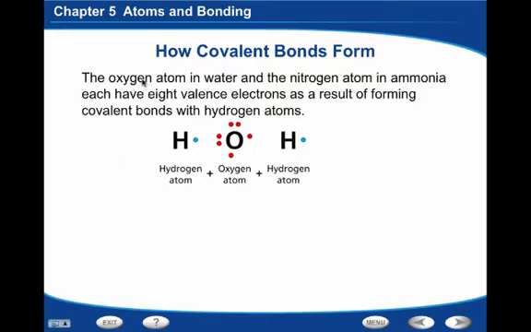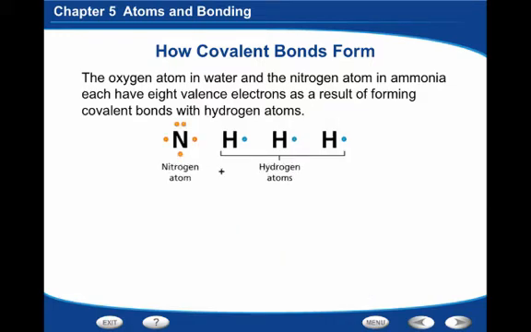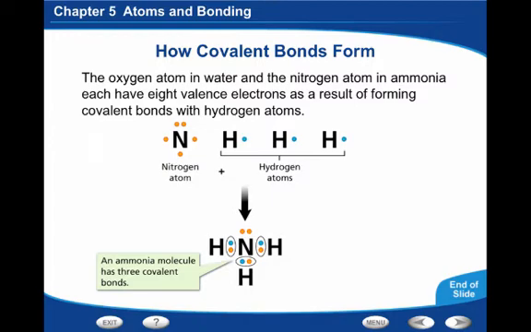The oxygen atom in water and the nitrogen atom in ammonia each have 8 valence electrons as a result of forming covalent bonds with the hydrogen atom. So here's water. We have oxygen, which we know has 6 valence electrons. Hydrogen has 1, and they just kind of plug in there like a puzzle. And oxygen is satisfied at 8, and hydrogen is satisfied at 2. Remember, hydrogen only has 1 energy level, which is full at 2, so that's why it's satisfied at 2 and not 8.